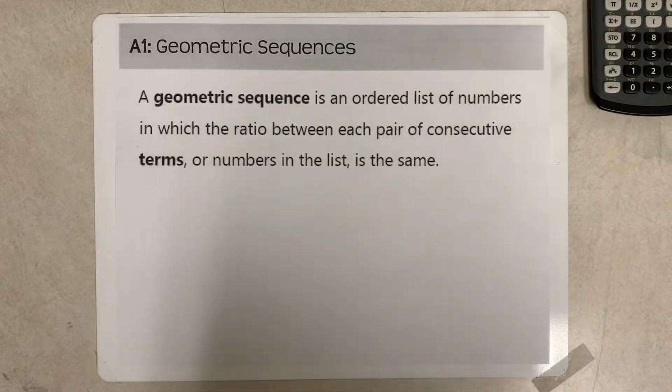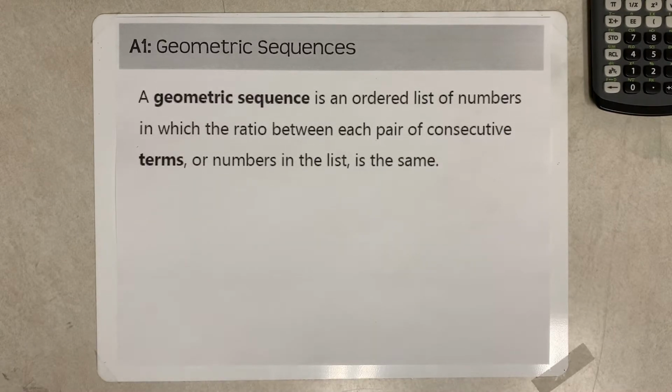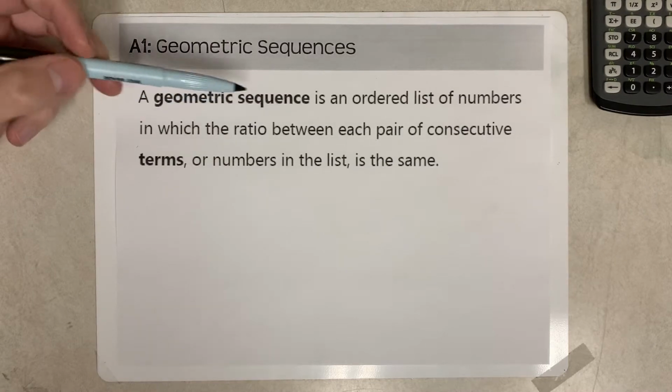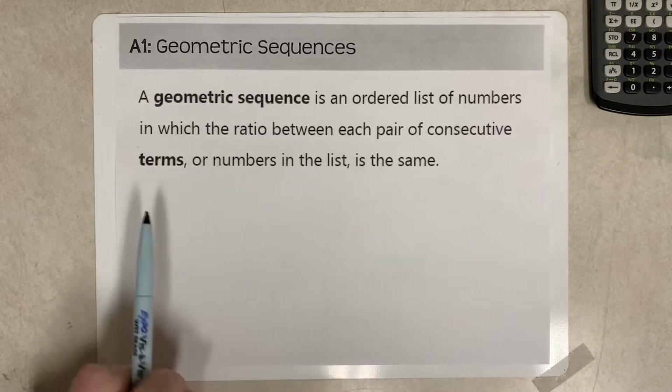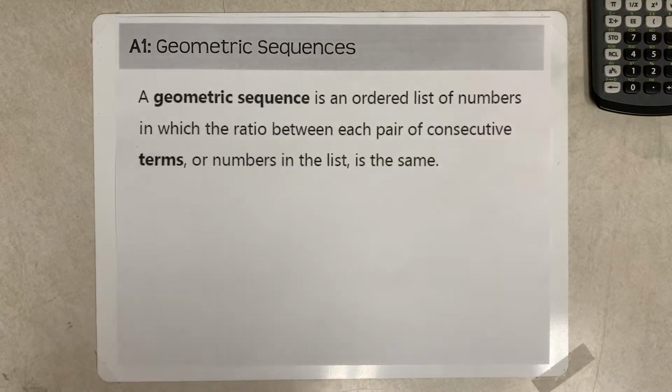Hey guys, in this video we're going to look at some geometric sequences and we're going to make some and see how they work and give you a really good introduction into how to work with geometric sequences. So first of all, a definition. A geometric sequence is an ordered list of numbers in which the ratio between each pair of consecutive terms or numbers in the list is the same.